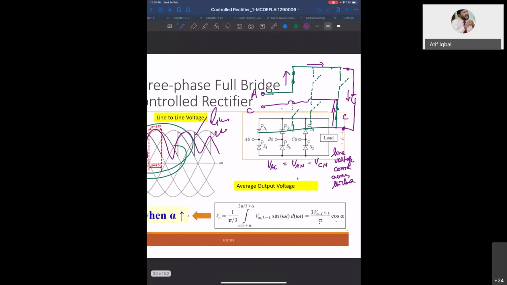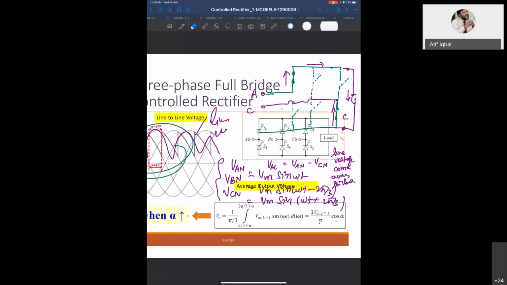So what I will do, I have three phase voltages. What are the voltages? VAN, VBN, and VCN. This is my phase voltage. How you write this: Vm sine omega t, then Vm sine omega t minus 2 pi by 3, then Vm sine omega t plus 2 pi by 3. This is how you write. Now from these three phase voltages, I have to write line voltages. Understand?